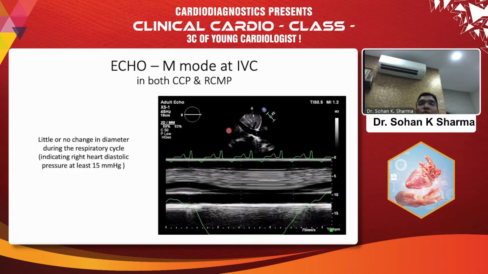So this is the echo M mode of the IVC in both CCP and restrictive cardiomyopathy. IVC is dilated and there is no respiratory variation. See, there is the M mode and there is an ECG tracing, and this lower curve is of the respiratory channel. So little or no change in the diameter during the respiratory cycle, indicating right-sided heart failure. In the presence of normal LV function or normal biventricular function, if the IVC is dilated, the first thing that should come to your mind is that maybe you are dealing with a case of diastolic dysfunction. It's a CCP or RCM.